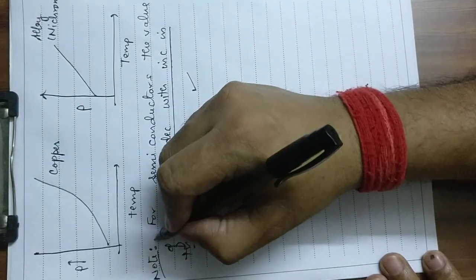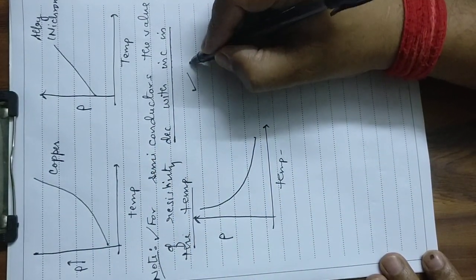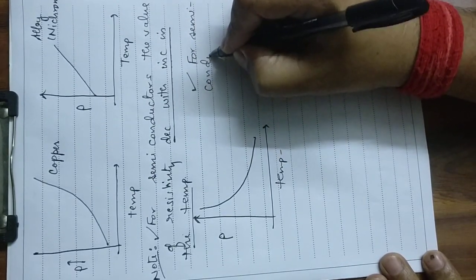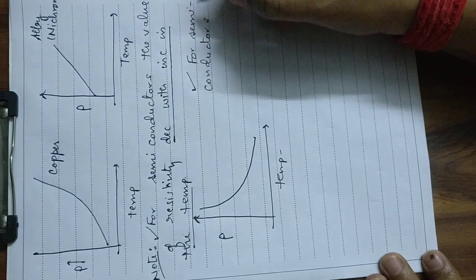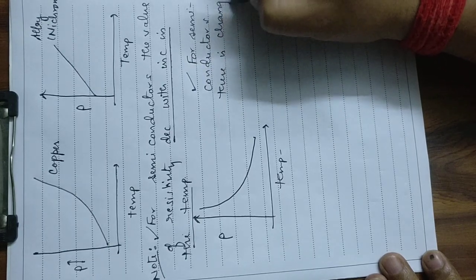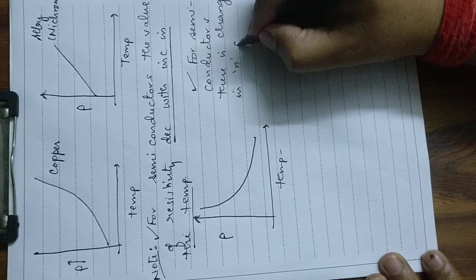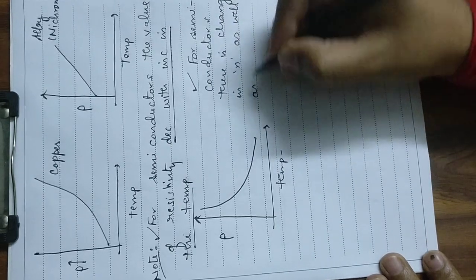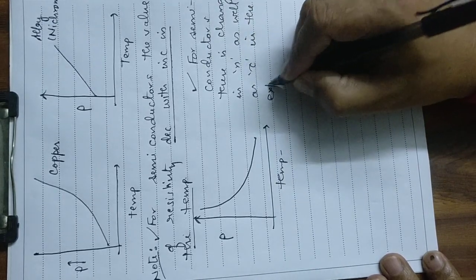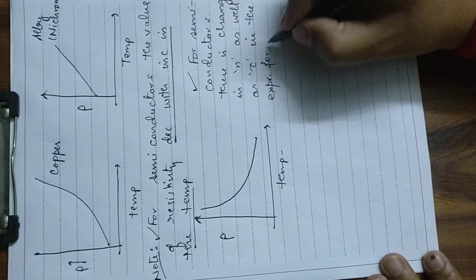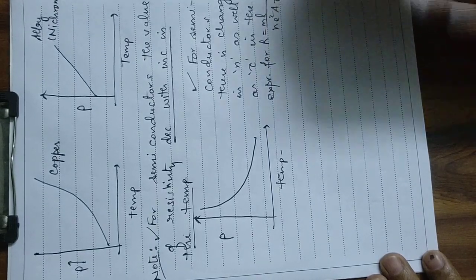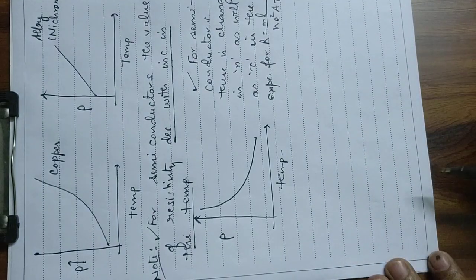Second note here is for semiconductors, there is change in n as well as tau in the expression for R equal to ml upon n e square A tau. So this is the case.